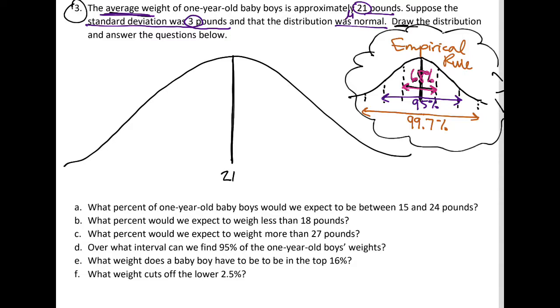21 is our mean, it says it right here. And the standard deviation is 3. So notice how here I only drew 3 lines out to each side, because that's going to capture almost all the data. It's 99.7% of the data. So we only need to draw 3 lines out to each side every time, because 3 lines out each side will capture almost all the data.